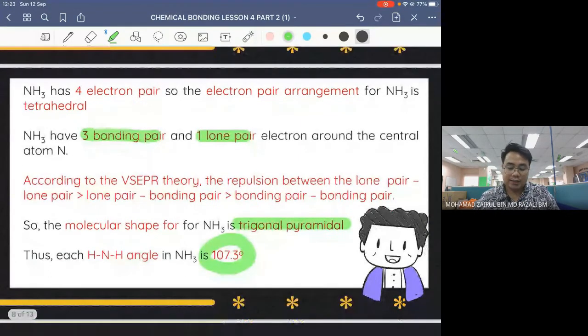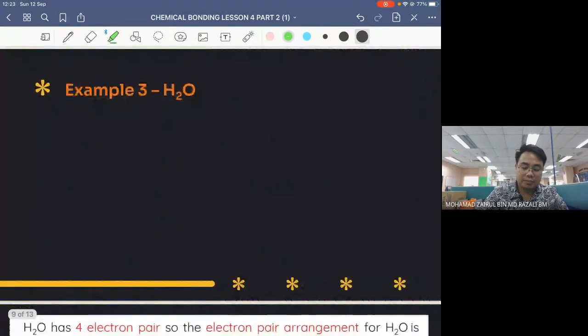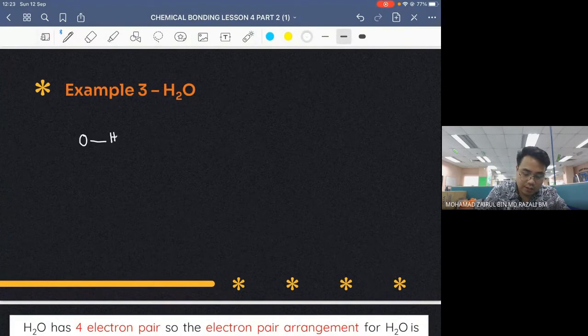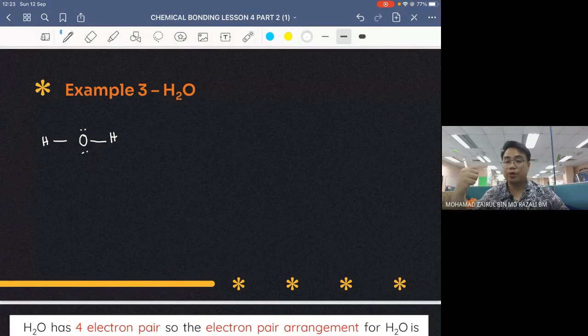Okay. So the next example is water. So if you draw the Lewis structure of water, the oxygen will become the central atom. Okay, and then hydrogen will become terminal, and then you have two lone pair around the central atom. Okay, so macam biasa kita ikut flow tadi.